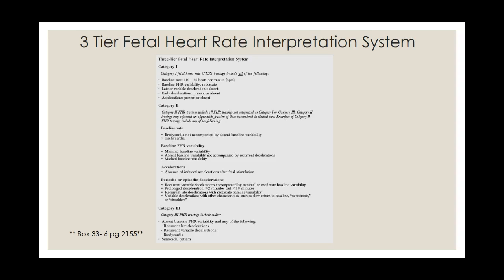So this 3-tiered system breaks fetal heart rates down into 3 categories, and I'm just going to go over them quickly with you. Category 1 is a fetal heart rate tracing that includes all of the following. The baseline is somewhere between 110 and 160. The variability is moderate. There are no late or variable decels, and early decels can be present or not, and accelerations can be present or not.